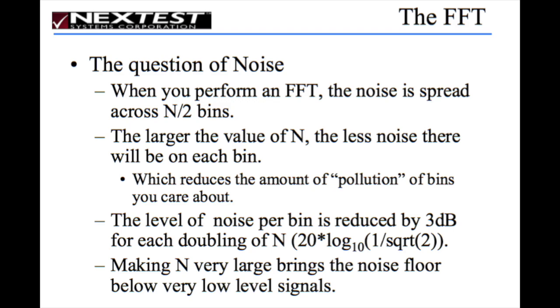When you perform an FFT, the noise is spread across N over 2 bins. The larger the value of N, the less noise there is in each bin. That reduces the amount of pollution of bins you care about. The level of noise per bin is reduced by 3 dB for each doubling of N. That is 20 times the log base 10 of 1 over the square root of 2. So if you double N, you reduce the noise in each bin by 3 dB. Making N very large brings the noise floor down below the very low level signals.